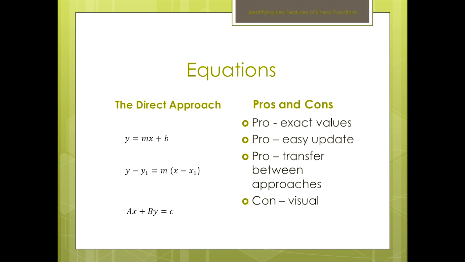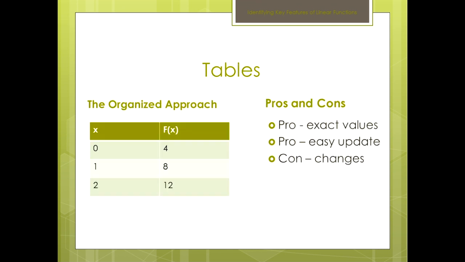Now, for the direct approach, there are some pros and cons when we are looking at the linear models. It can easily find exact values when you're working with an equation, and we can easily update it just by changing the numbers, and we can transfer the information easily between the different approaches we're going to talk about. But one thing the direct approach does not do in the linear model is give us a visual representation of the model. So that's where we'll look at some other approaches for that.